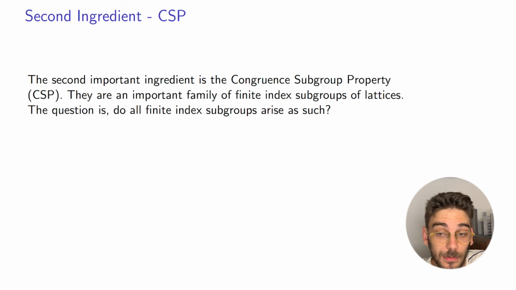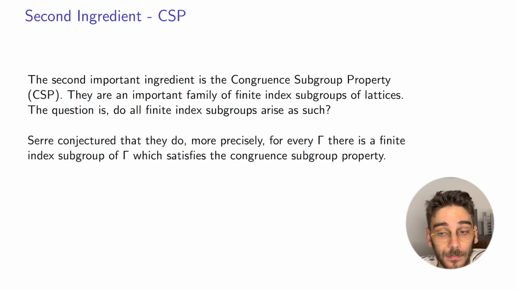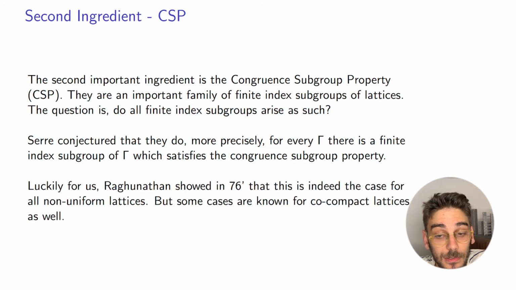The second important ingredient is what's called the congruence subgroup property. So we saw these subgroups gamma m in SL3Z, and we call these principal congruence subgroups. And we say that a group is a congruence subgroup if it contains some principal congruence subgroup. And the question is, are all finite index subgroups congruence subgroups? So Serre conjectured that they are, or more precisely, every gamma contains a finite index subgroup which satisfies the congruence subgroup property. And in 76, Raghunathan showed that this is indeed the case for all non-uniform lattices. But many cases are also known for co-compact lattices.